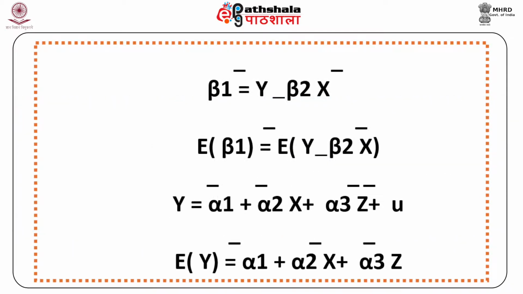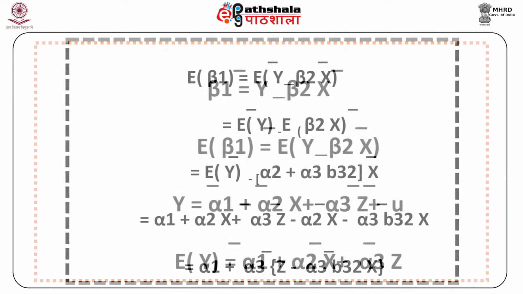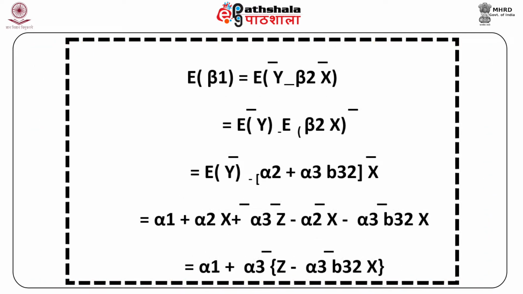Proof of bias in constant term. Beta 1 bar is equal to y bar minus beta 2 bar x bar. Expectation of beta 1 bar is equal to expectation of y bar minus beta 2 x bar. Y bar is equal to alpha 1 plus alpha 2 x bar plus alpha 3 z bar plus mu bar. Expectation of y bar is equal to alpha 1 plus alpha 2 x bar plus alpha 3 z bar. Expectation of beta 1 bar is equal to expectation of y bar minus expectation of beta 2 x bar.